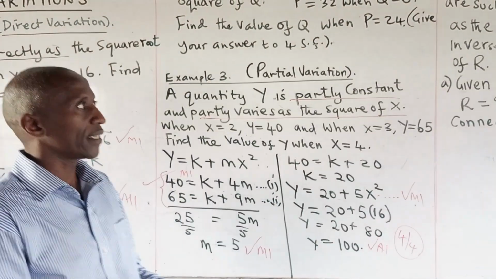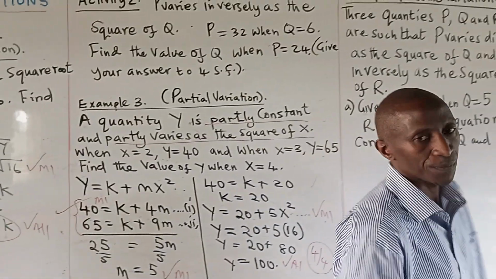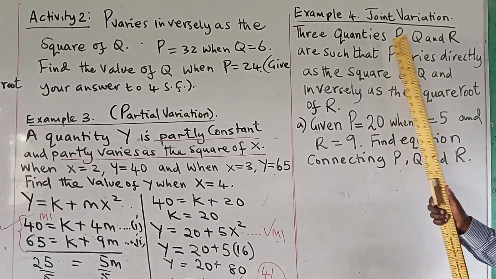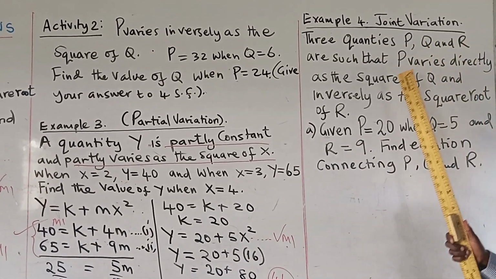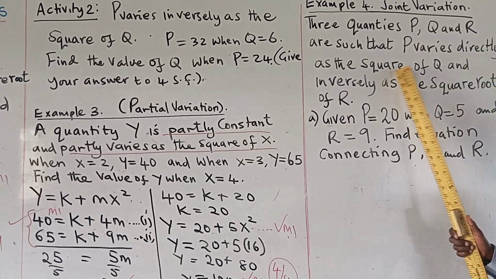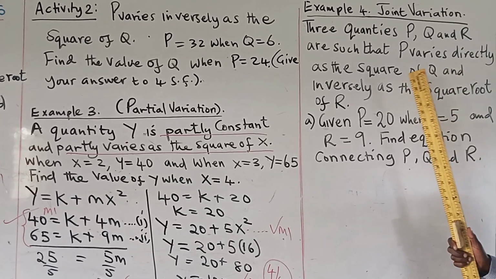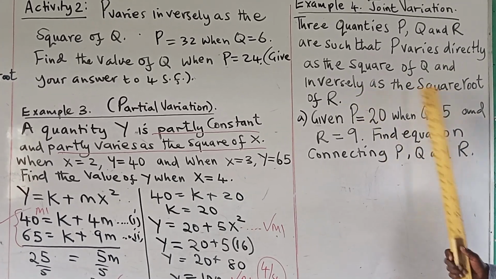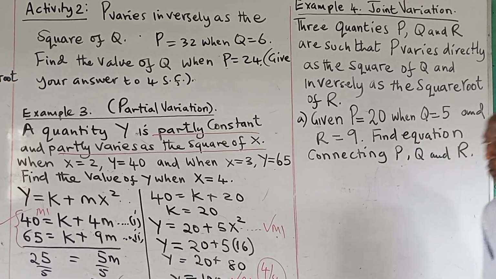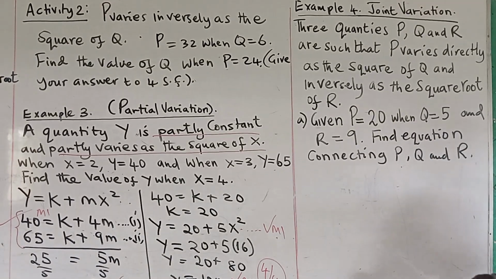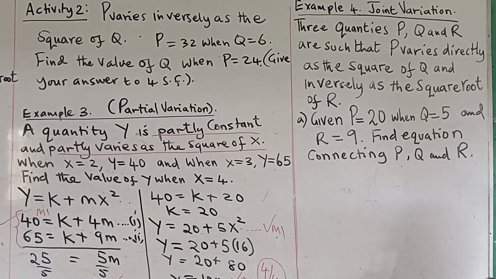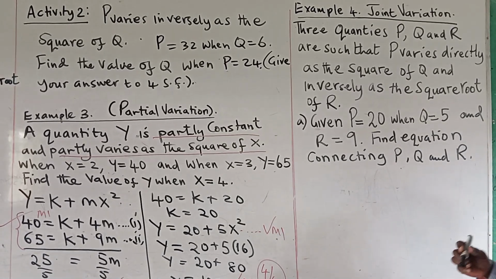Straight away, let's look at a case of joint variation. In the joint variation, we are saying 3 quantities, P, Q, and R, are such that P varies directly as the square of Q and inversely as the square root of R. So this is a combination of 3 quantities which are varying directly but in different formats. So let us see, how is this?